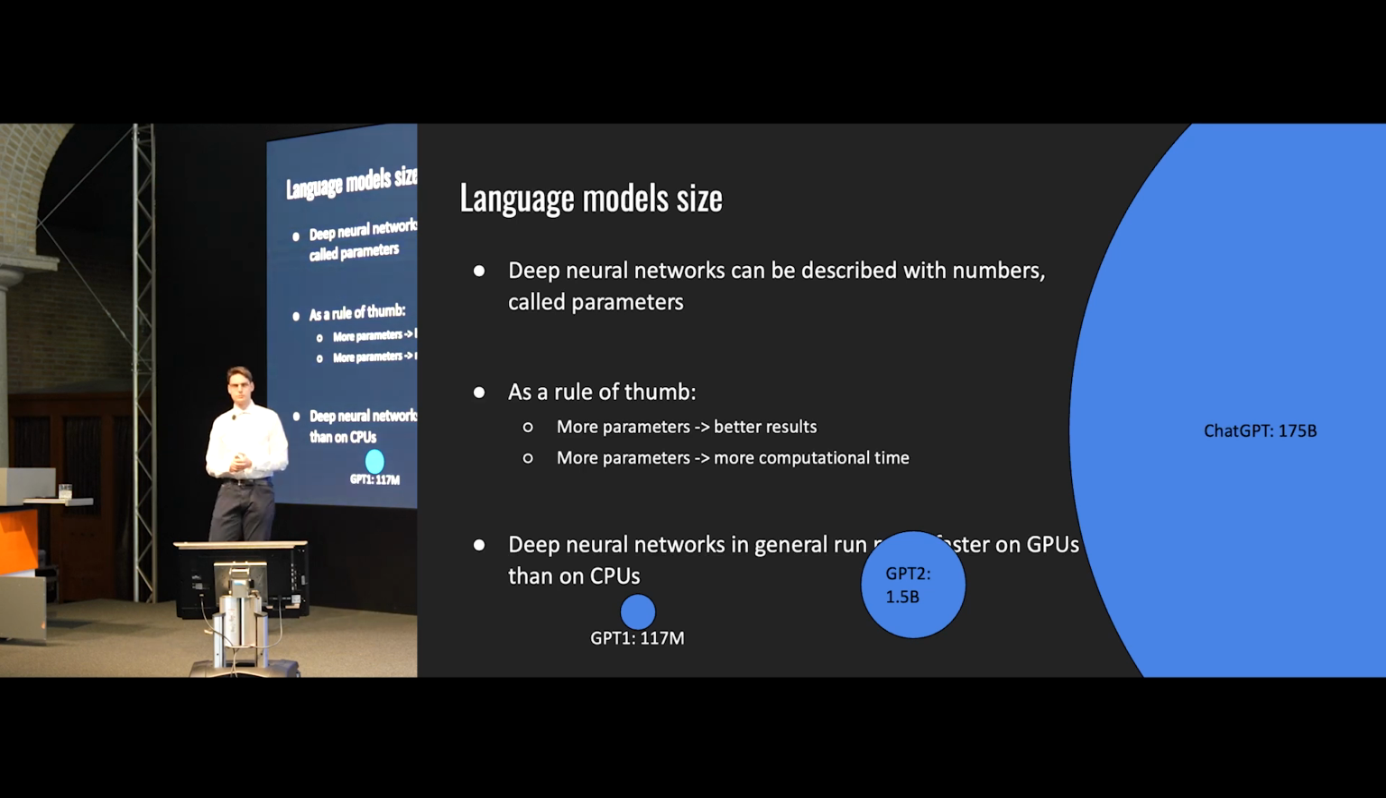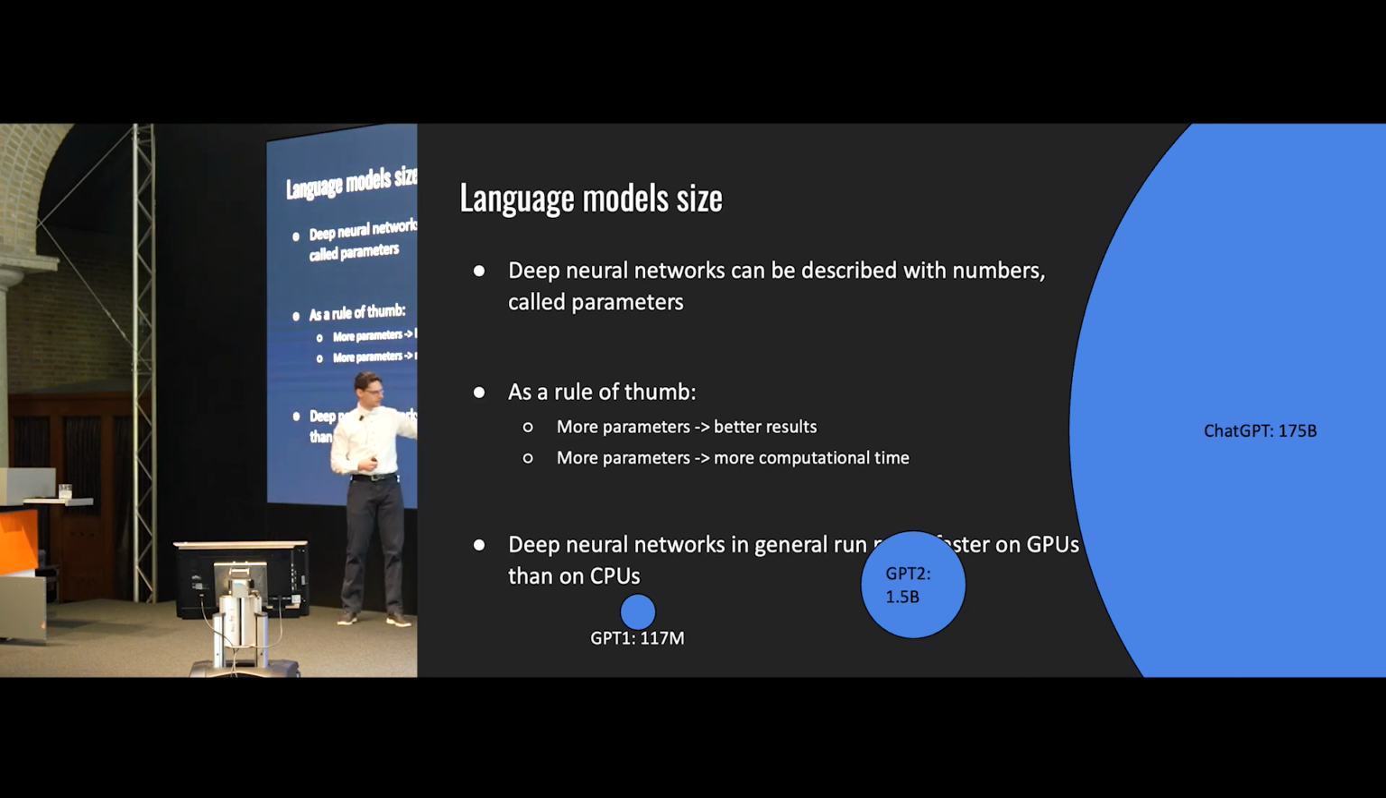Just as an example, I would like to show you a family of language models called GPT. You can see here the first GPT, GPT-1, was released in 2018, and it had 117 million parameters. GPT-2 was released in 2019, and it had 1.5 billion parameters. And ChatGPT, the first version in 2022, had 175 billion parameters. Just yesterday, Meta announced that they're training a language model with 400 billion parameters.